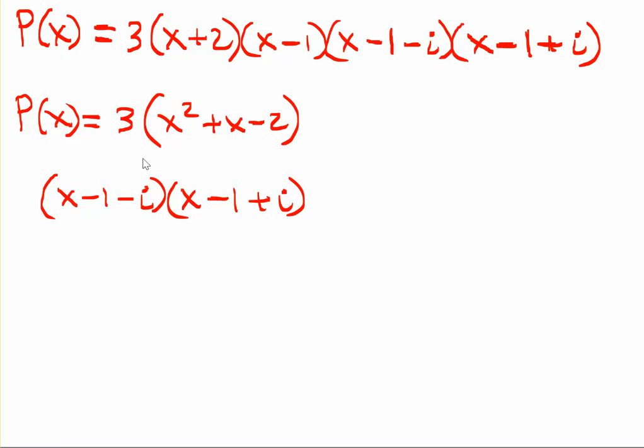So let's see, x times x, x squared. x times a negative 1, negative x. x times i, so xi. Got the first term taken care of. Now the negative 1: negative 1 times x is negative x. Negative 1 times negative 1 is a positive 1. Negative 1 times i is a negative i.